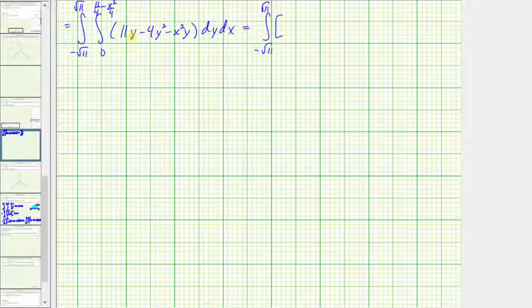So we'd have 11 times y squared divided by 2, or 11 halves y squared, and then minus 4 times y to the third divided by 3. That's going to be minus 4 thirds y to the third. And then we have minus x squared times y squared divided by 2, or minus 1 half x squared y squared.